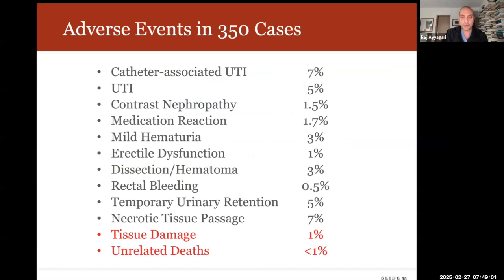These are complication rates, which I won't go through line by line, but they're all very low. And the tissue damage is the non-target embolization. The bladder and the rectum really have robust blood flow, and so they tolerate non-target embolization very well. The penis, on the other hand, is not so tolerant of that.